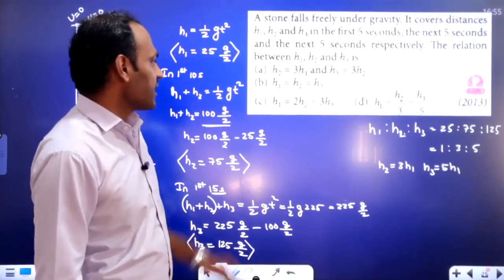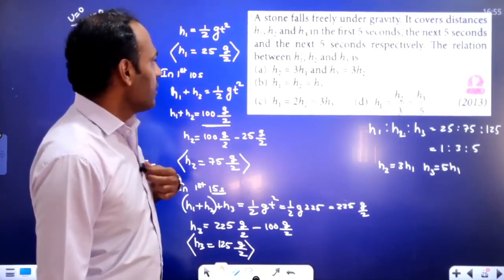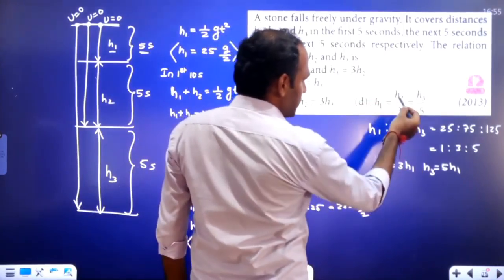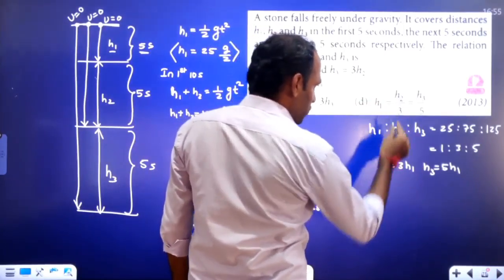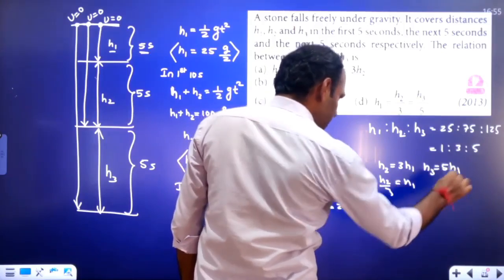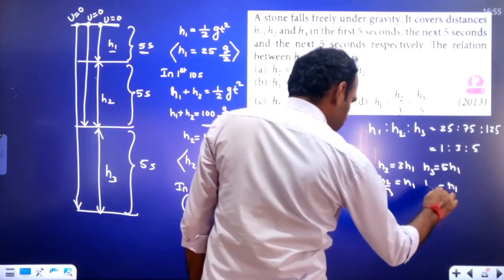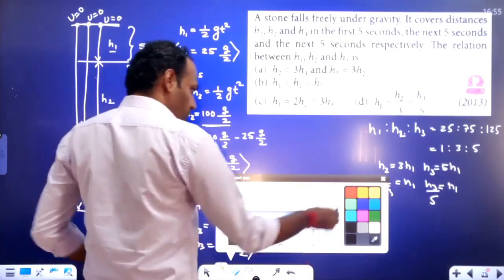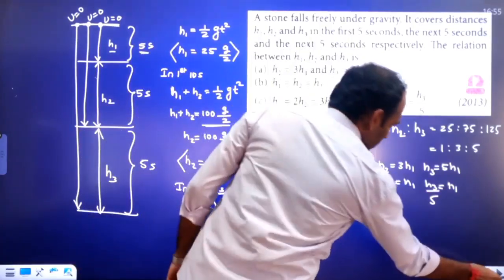Then which option is correct? Yes, option D is correct. See, h1 is equal to h2 by 3, ಅಂದ್ರೆ ಇಲ್ಲಿ ನೀವು ತಿಳ್ಕೊಬಹುದು, h1 is equal to h2 divided by 3, and here h1 is equal to h3 divided by 5. Correct? So option D is correct. Okay, let us move to the next question.